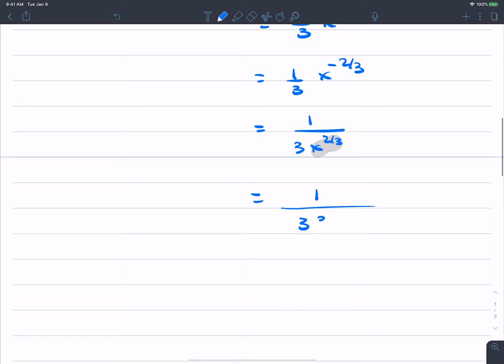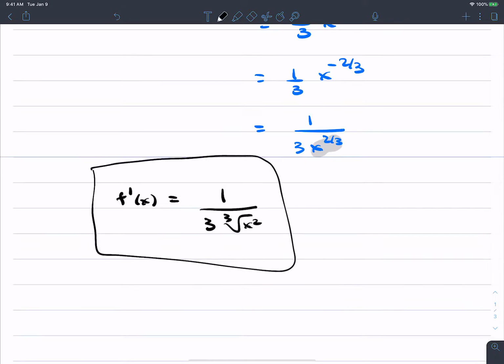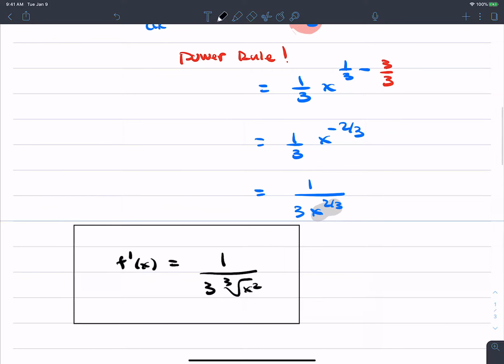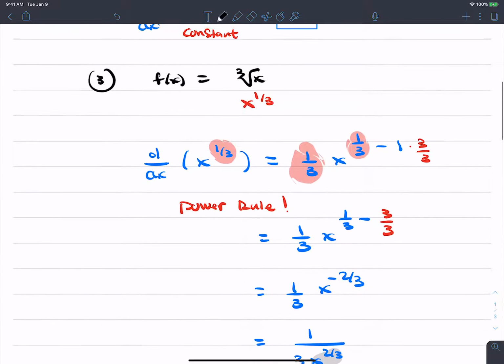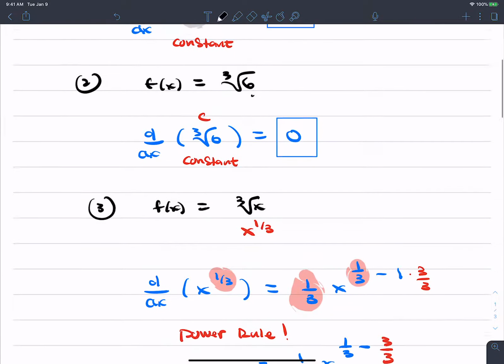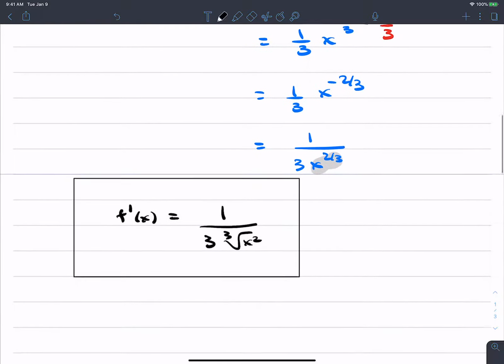1/3. Remember that definition? This is the cube root of x squared. And I guess if we want to write this all in black here, f prime of x is 1/3 cube root x squared. And you're done. So compare and contrast. They can give you a cube root where there's a number inside, and that's really a constant, and the other is a function, a variable. x varies.